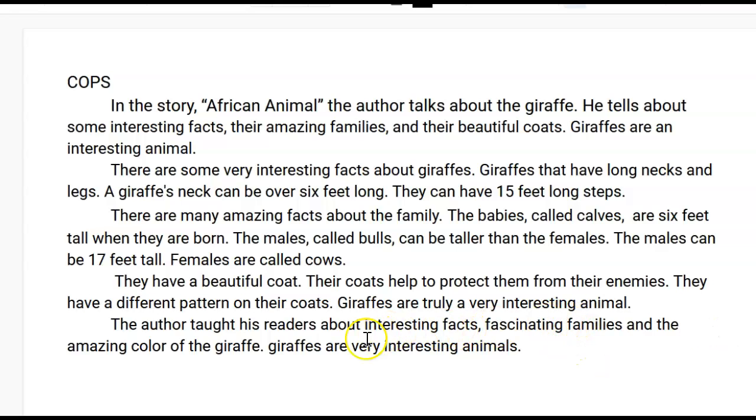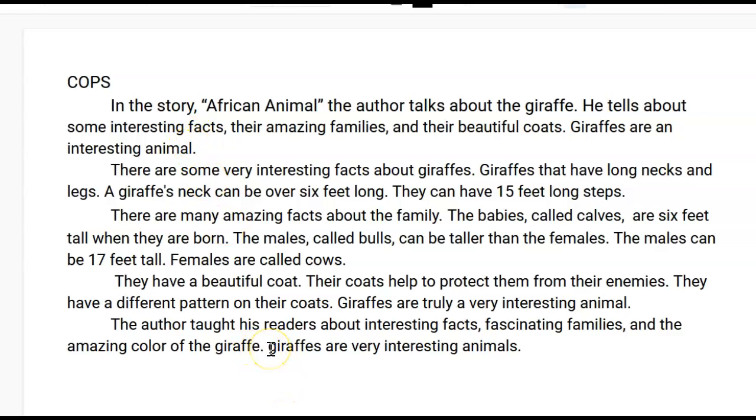Let's do one thing. You have a list. You have a comma, fascinating families, comma, in your list, and the amazing color of the giraffe. Period. Excellent. Now he's doing your backwards quote. Giraffes are an interesting animal. Giraffes are very interesting animals. Can do that. I would change this maybe a little bit. Giraffes are an interesting animal was your hook at the beginning.